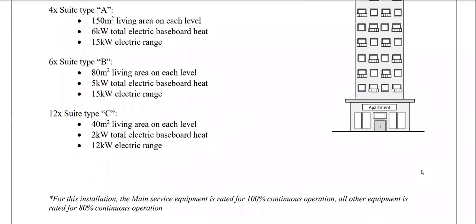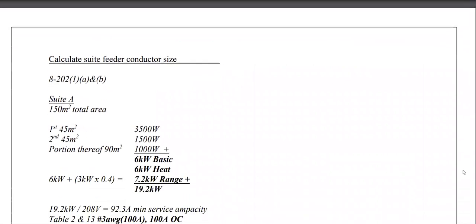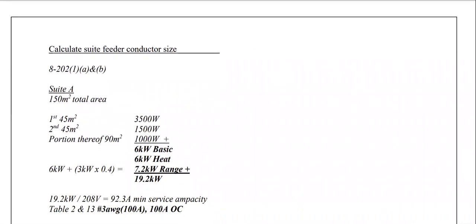All right, so for this installation, the main service equipment is rated for 100% continuous operation. All other equipment is rated for 80% continuous operation. Let's look at the first step. Well, the first step is going to be ensuring that we have the right size conductors supplying each one of the suites. Now, there's a whole bunch of suite A type, B type, and C type.